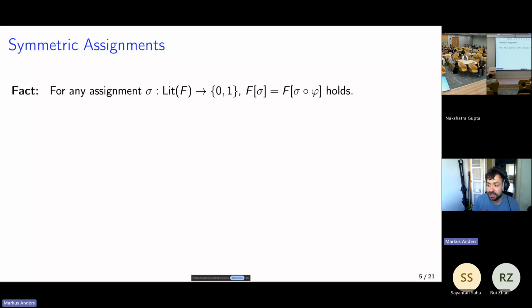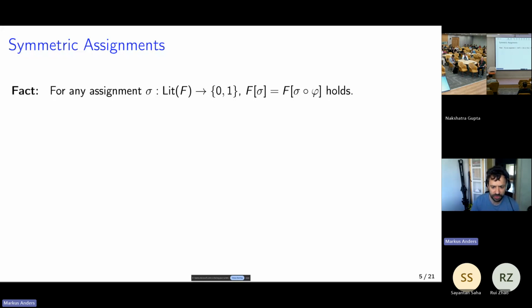So if we have some symmetry phi, and we look at any assignment sigma to the variables or literals of a formula, then it's quite easy to see that it doesn't matter whether we evaluate f under sigma or under sigma permuted by the symmetry phi. So it must give the same result. And why is that? It's just because if we permute f by phi, we just get the same formula back. So we have this notion of symmetrical assignments. So we can map assignments onto each other via symmetry.